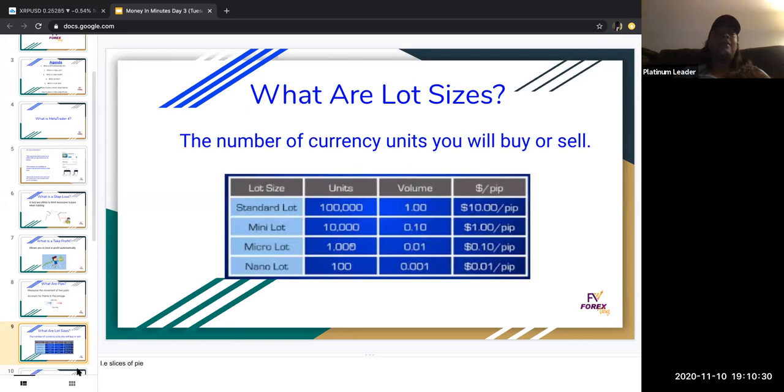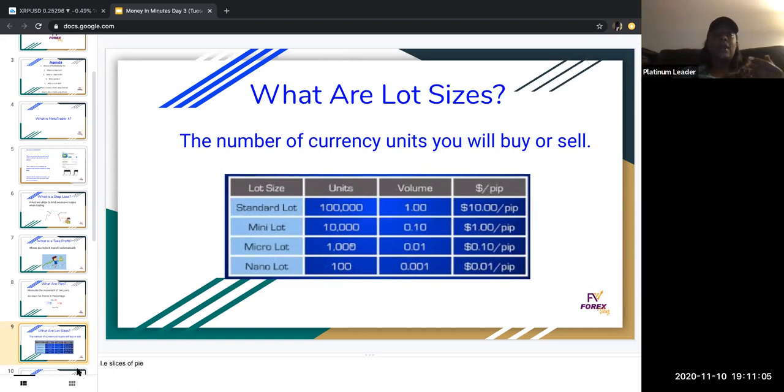Next up, we're going to talk about lot sizes, the number of currency units you will buy or sell. And our lot sizes determine the amount of money you win in the market. We start off with micro lots, and when it says volume, it looks like it's saying 1 cent, but it's actually 10 cents a pip. So 0.01 will be 10 cents a pip. And then you go to a mini, which looks like it's saying 10 cents, but it's actually $1. And then our standard lot size, that's when you got the big money, you're really risking it, and you're ready for all of that. The volume looks like $1, but it's actually $10 a pip.